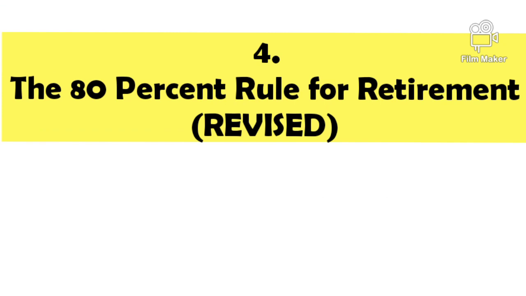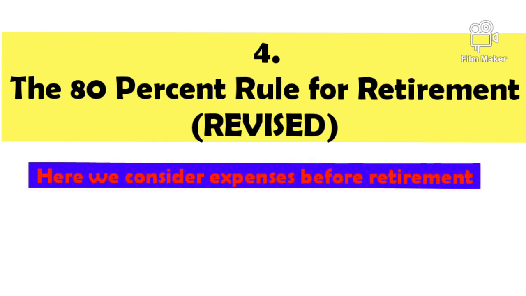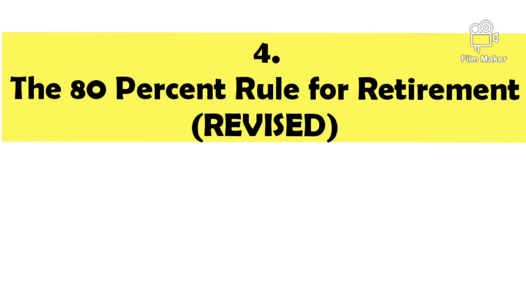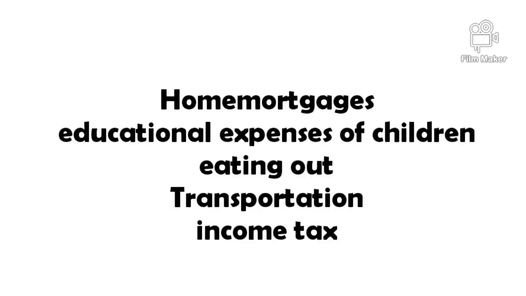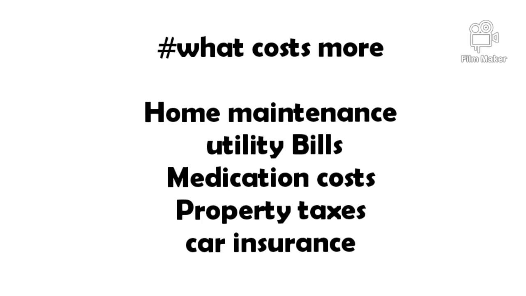Number 4. The 80% rule for retirement, revised. In the revised edition, we will take the 80% of your expenses before retirement. Before moving in, we have some assumptions to make. Some things cost less after your retirement. For example, your home mortgages, educational expenses of children, eating out, transportation, and income tax. And some things can cost more, like your home maintenance, utility bills, medication costs, property taxes, and car insurance.